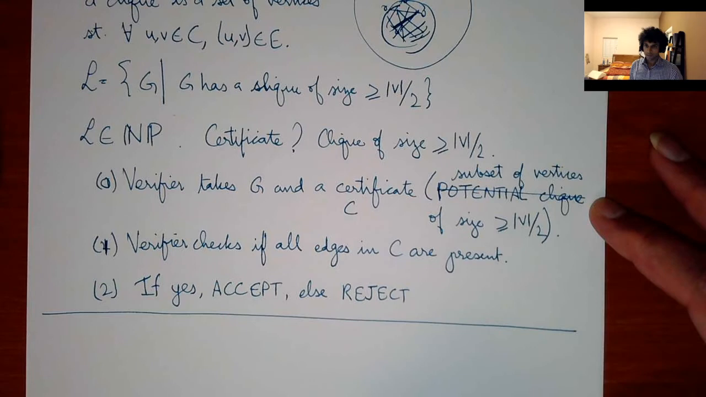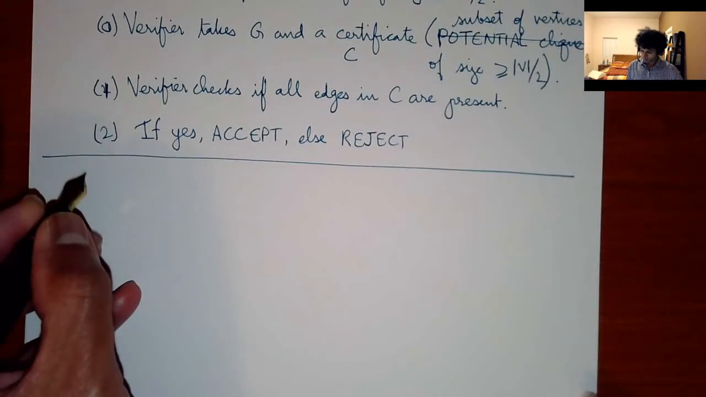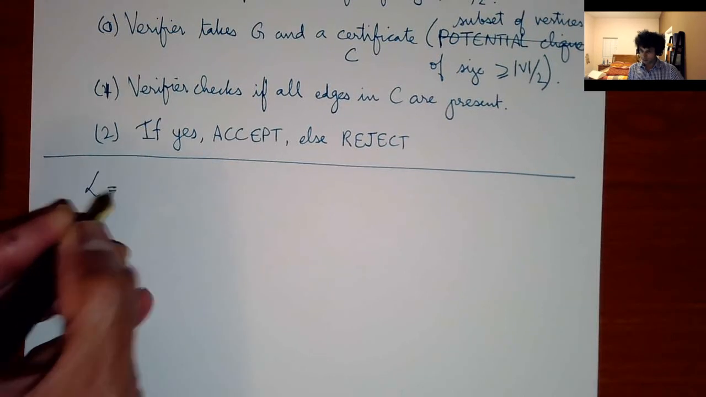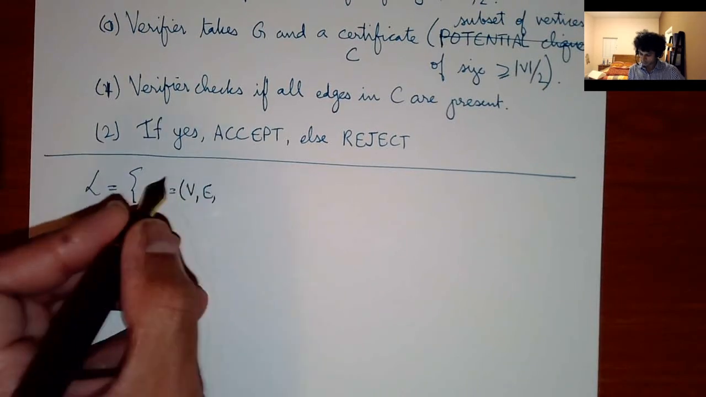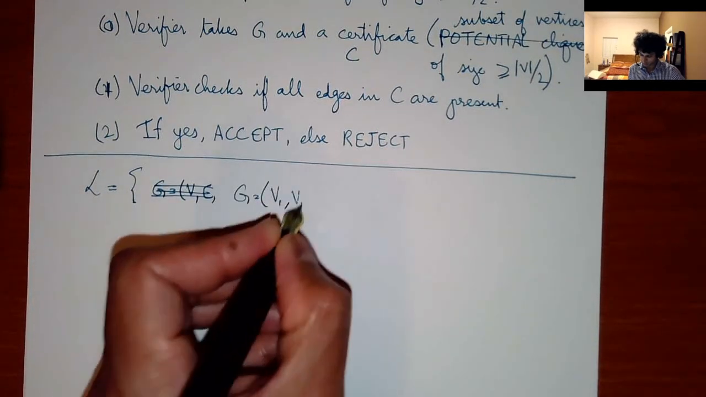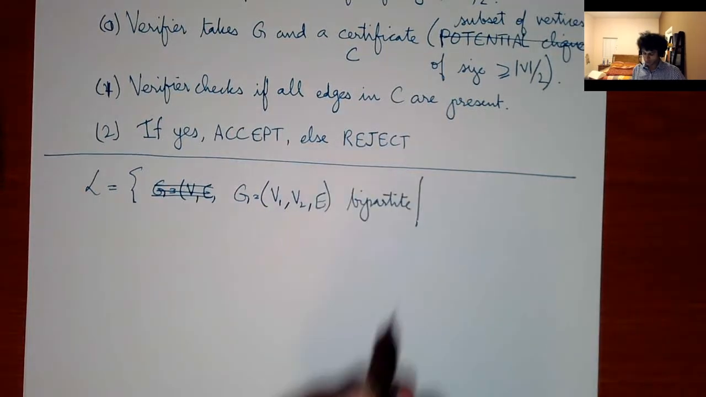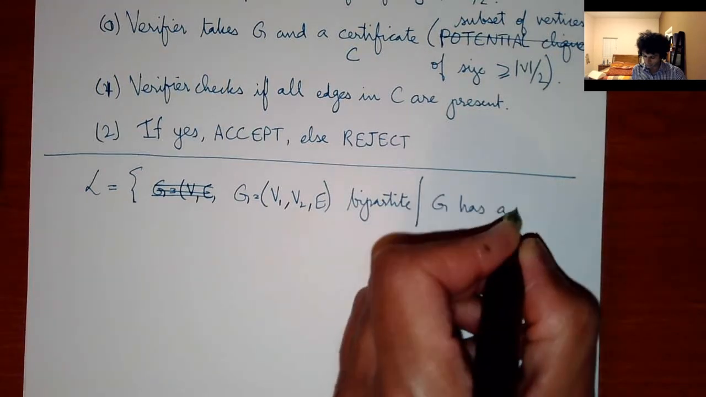Let's consider another language. L is, I'm going to say, it's going to be a bipartite graph. I'm sorry, G is equal to (V1, V2, E), bipartite. So it's a bipartite graph such that G has a perfect matching.